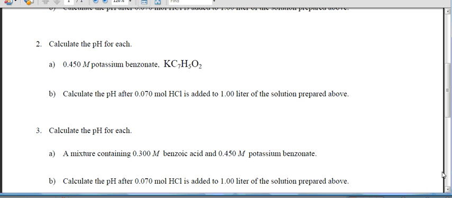All right, this is Mr. Craig, and this is part 2 of the buffer question, and we're going to concentrate on question number 2 here, which says calculate the pH for each, where we have a 0.45 molar potassium benzoate, and then we're going to add a strong acid to that.